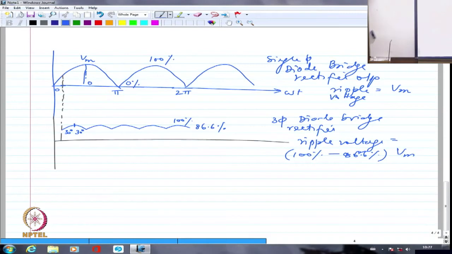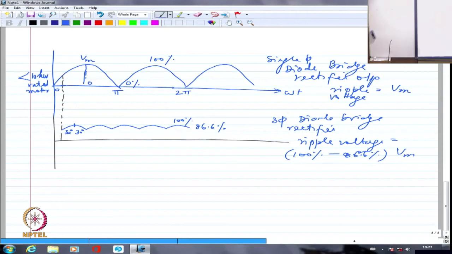So generally the single phase is always used for motors rated less than 10 kilowatt. It is never used beyond 10 kilowatt. Whereas three phase may be used in many cases where I have very large capacity drives like 500 kilowatt, 700 kilowatt. Such motors are also run with the help of a three phase rectifier, right.